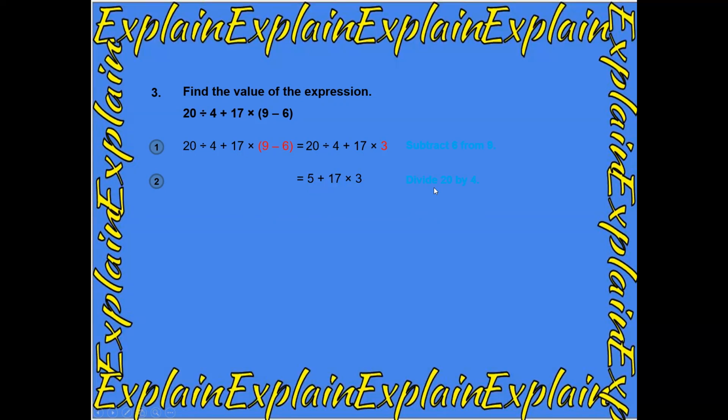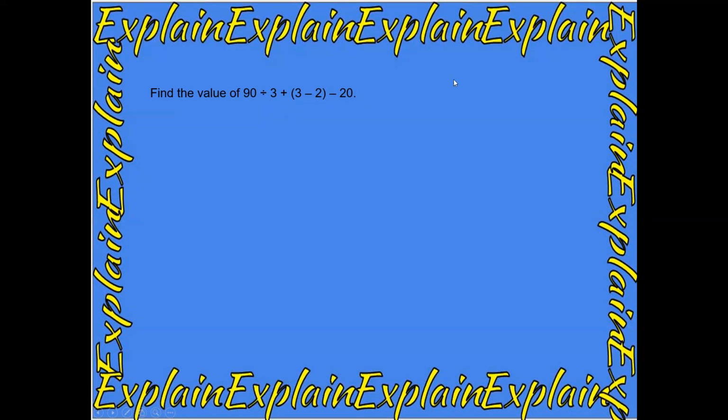Now, PEMDAS tells me to multiply next. So 17 times 3 is 51. Now I'm going to go back and add and subtract last. 51 plus 5 is 56. Okay? Find the value of 90 divided by the quantity 3 minus 2, plus 3 minus 20... Go.